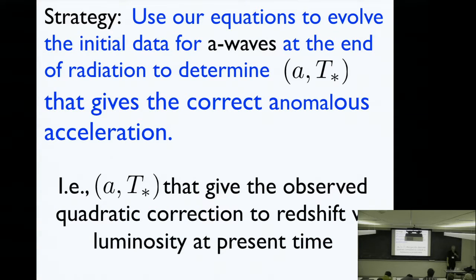So the strategy then is to use our equations to evolve the initial data for these A waves at the end of radiation. First, we've got to get the data in the right gauge. Put in the parameter A and the starting temperature. Temperature goes from about 8,000 degrees up to about 10 to 30,000 years after the Big Bang, when the standard model says the pressure drops to zero. What's neat about the calculation is that it becomes completely independent of the T star. All it depends on is A. It's very, very insensitive as to where you let the pressure drop to zero in that range.